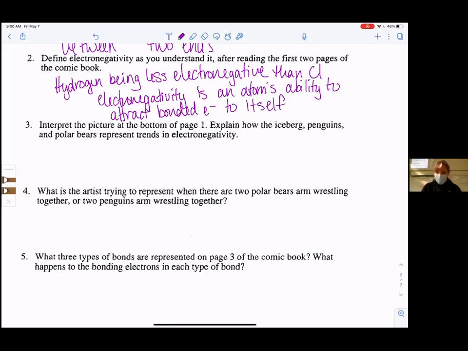So if you have something like the chlorine, it was really good at pulling on those electrons to itself because it has more protons in its nucleus, so it's stronger. In my mind, electronegativity is a tug of war. Or they were using the analogy of arm wrestling.